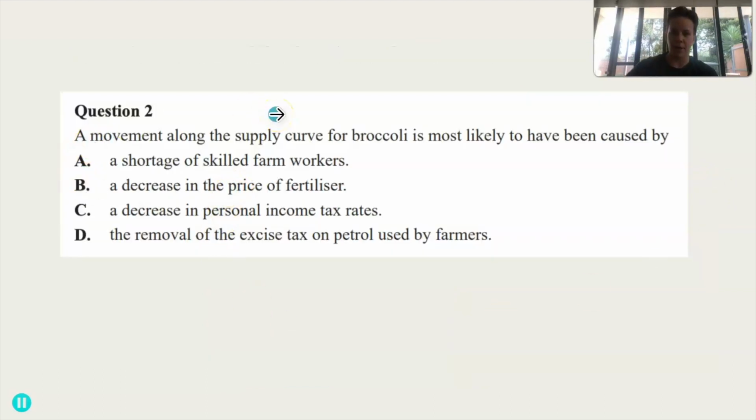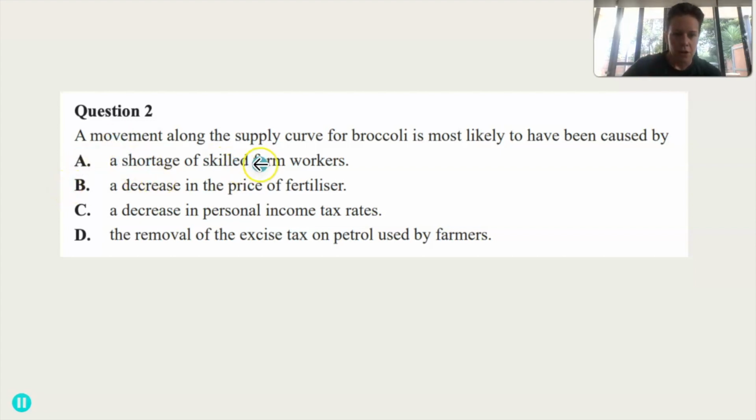So I've put this one here as a little bit of an Easter egg for you. A movement along the supply curve for broccoli is most likely to have been caused by. Now notice the use of the word movement. Not dealing with a shift, dealing with a movement. What causes a movement? It can only be a change in price. So I'm looking for something that changes the price that impacts the supply curve.